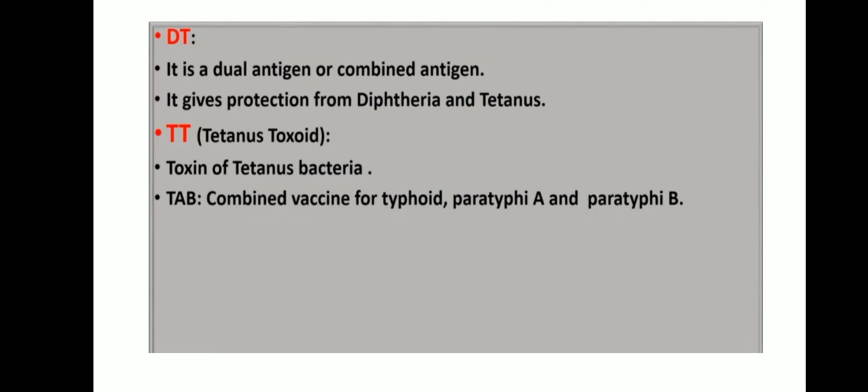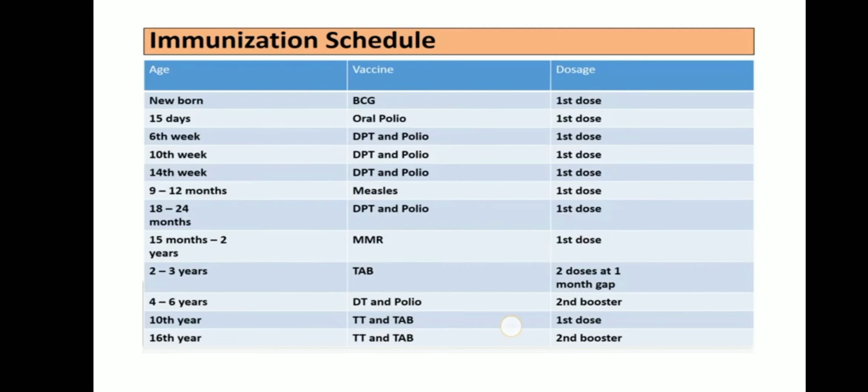There is a separate immunization schedule given under various age groups. Different age groups should have different vaccines. This is a tabulation which is in your textbook, page number 269. For a newborn baby, BCG vaccine is given as the first dose. In 15 days, oral polio. 6th week, DPT and polio.